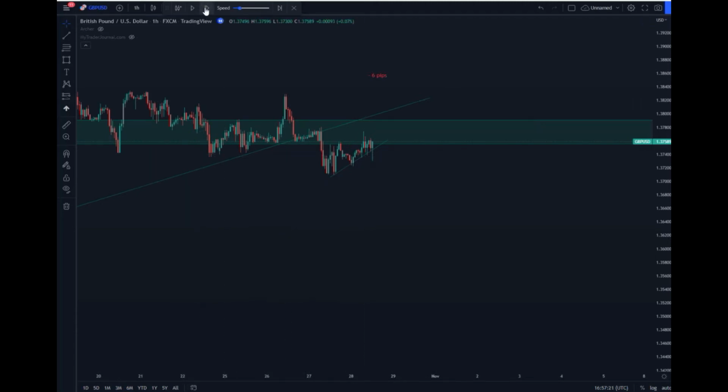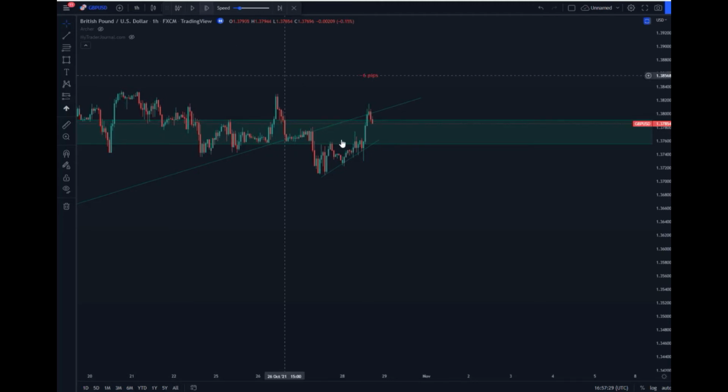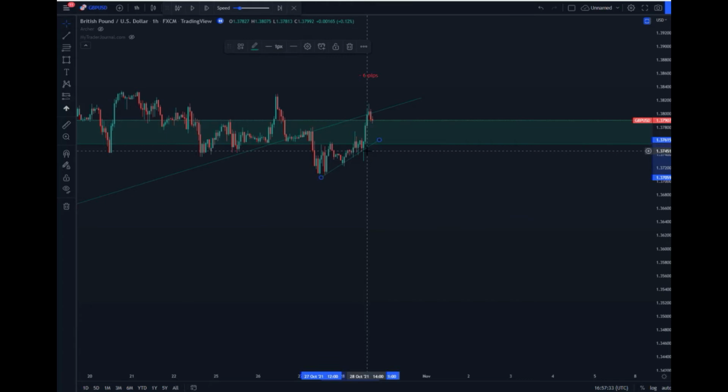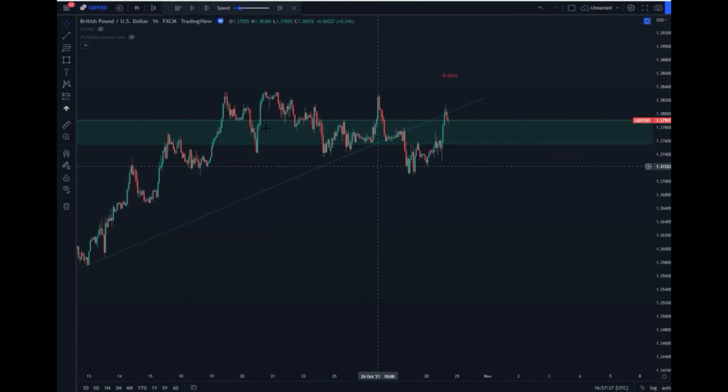Yeah, look at it. This would have definitely taken us out. Yeah, there we go. So yeah, now we just have to basically restructure. I would be observing market structure here. I'm waiting for a break of this structure. So let's just keep moving on.